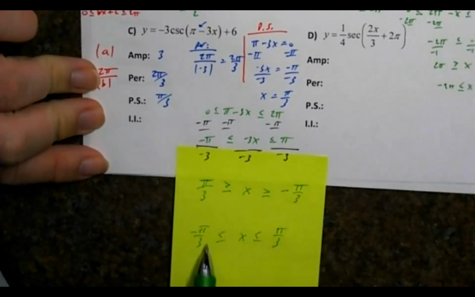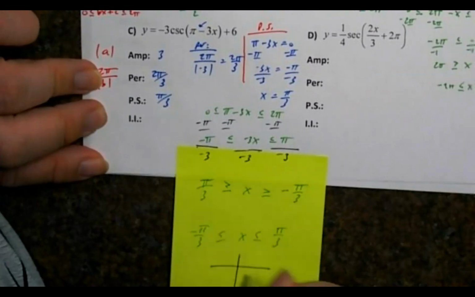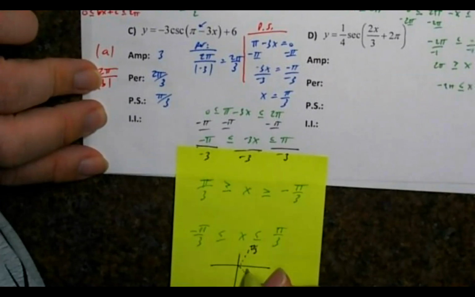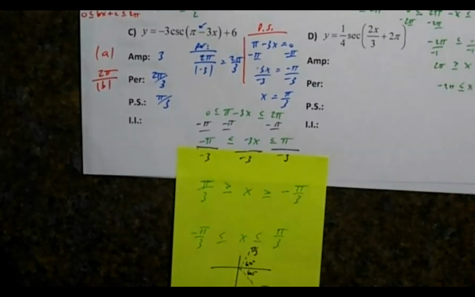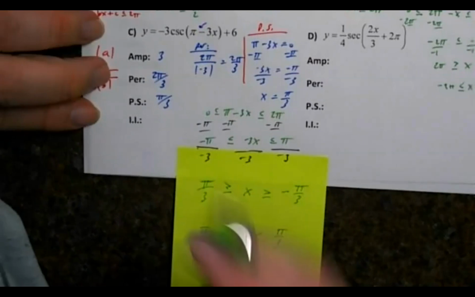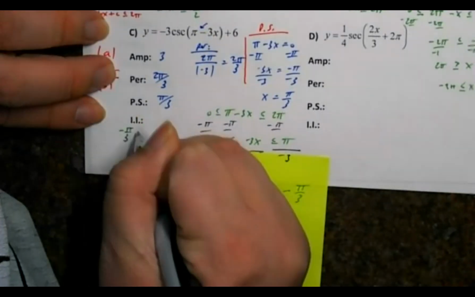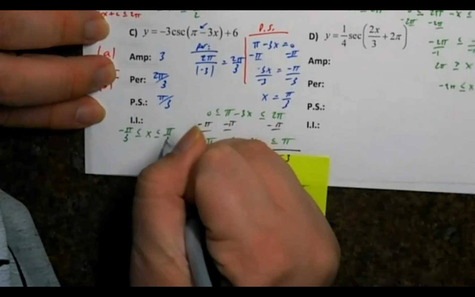-pi over 3, think about that. Right here is -pi over 3. This is +pi over 3. This is 60 degrees going this way, 60 degrees going the other way. That's 120 degrees total, which is what we needed. So my initial interval is -pi over 3 less than or equal to x, less than or equal to pi over 3.